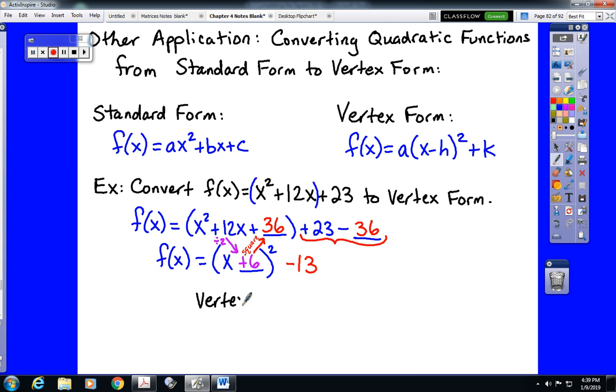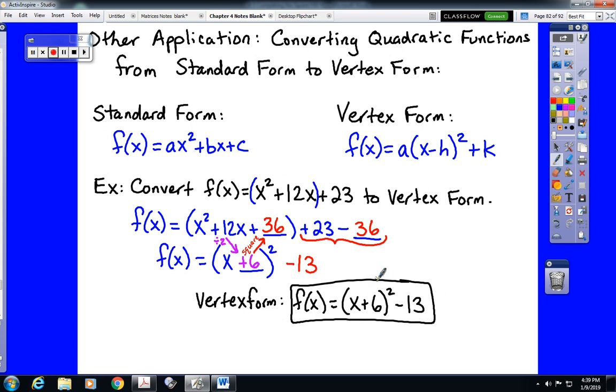This is the advantage of this, that it's a shorter process than completing the square. Our vertex form is f of x equals the quantity x plus 6 squared minus 13. And we can use that to identify h and k and give the vertex and the axis of symmetry.